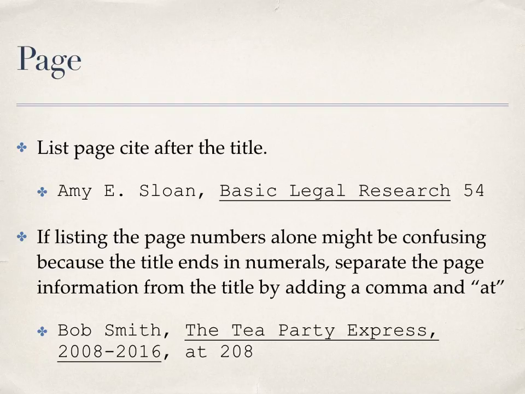If listing the page number alone might be confusing because maybe the title ends in numerals, you can separate the page information from the title by adding a comma at the end of the title of the book and adding an "at" before the page number. So here you have the example, Bob Smith, The Tea Party Express, 2008 to 2016, which might look confusing if you put a number after it. So I'm going to put a comma after my 2016, then "at 208." Note that I did turn off the underscore before I put my comma after the title of the book.